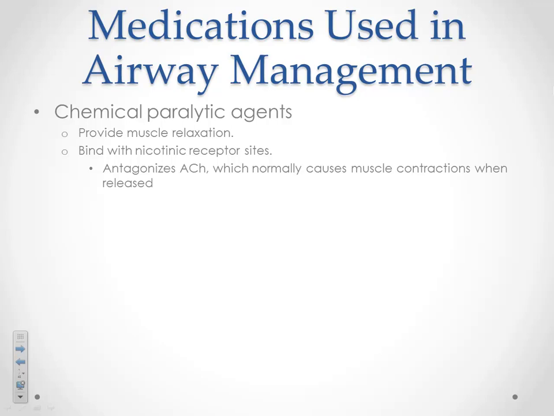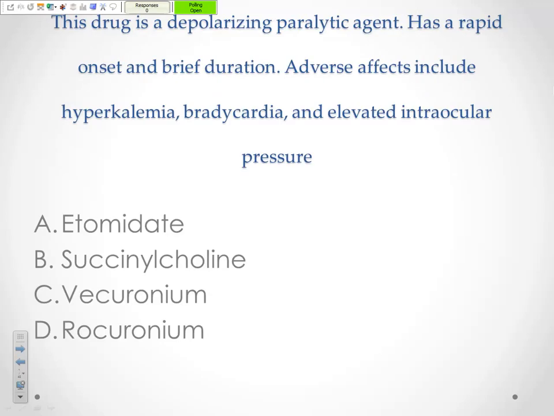This drug is a depolarizing paralytic agent, has a rapid onset and a brief duration. Adverse effects include hyperkalemia, bradycardia, and elevated intraocular pressure. So you never want to give it to somebody who has glaucoma, right? Because their intraocular pressure is already increased if they have glaucoma. This is a depolarizing agent, rapid onset, brief duration. Adverse effects include increased potassium levels, low heart rate, and increased intraocular pressure. What drug am I?